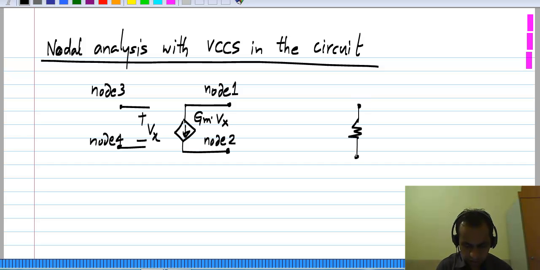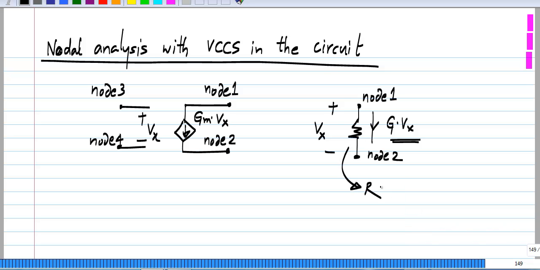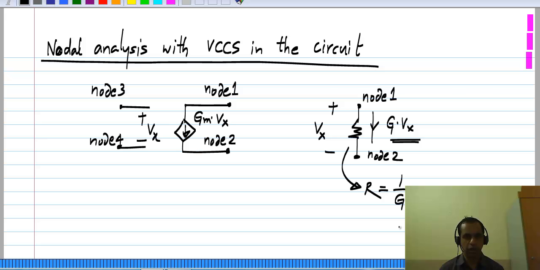If a resistance is connected between node 1 and node 2 and the voltage difference between node 1 and node 2 is Vx, the current through the resistor will be G times Vx, where G is the conductance of the resistor. The resistance is R and the conductance is G. So you can see that between node 1 and node 2 a certain current is flowing that's proportional to Vx. In case of the resistor, Vx is the voltage between nodes 1 and 2. In case of a control source, Vx is the voltage elsewhere in the circuit.